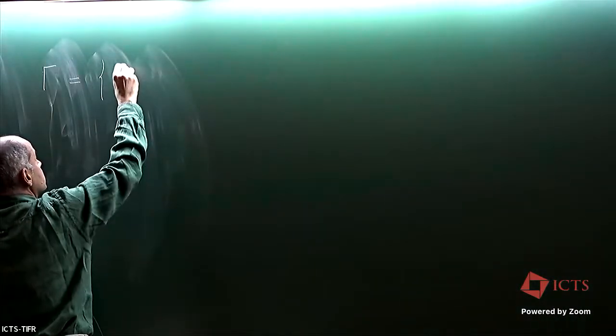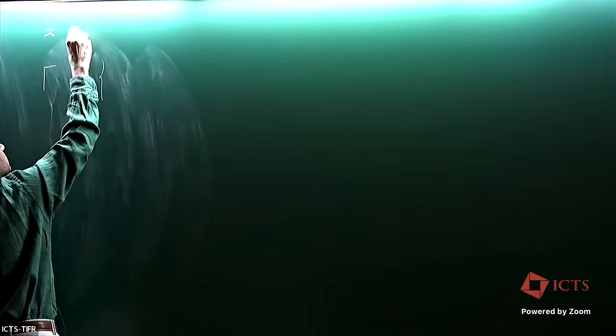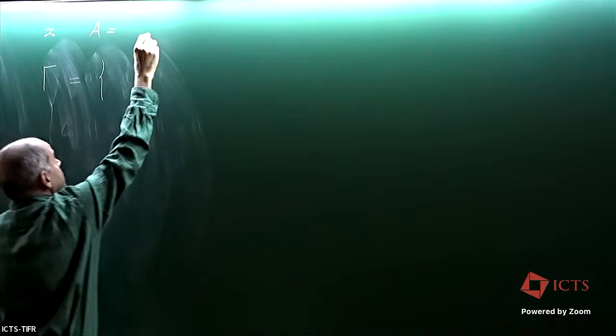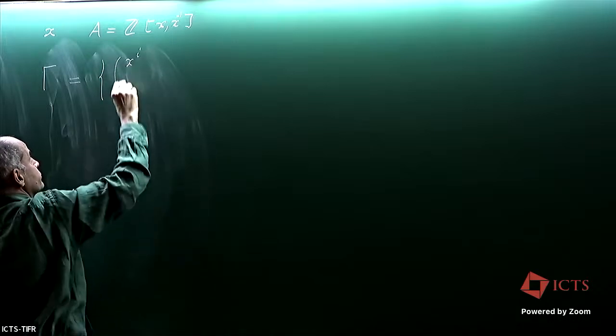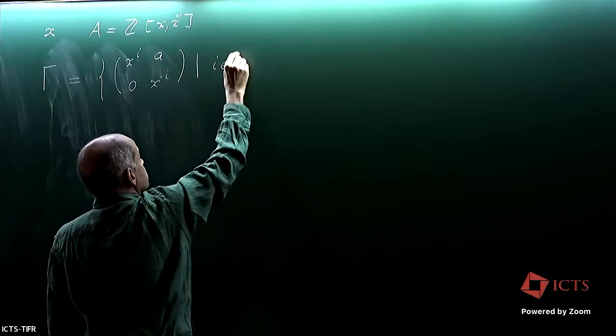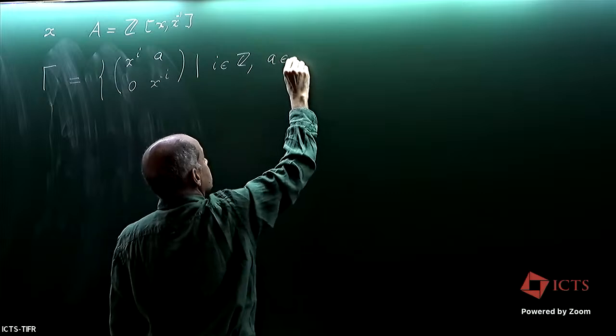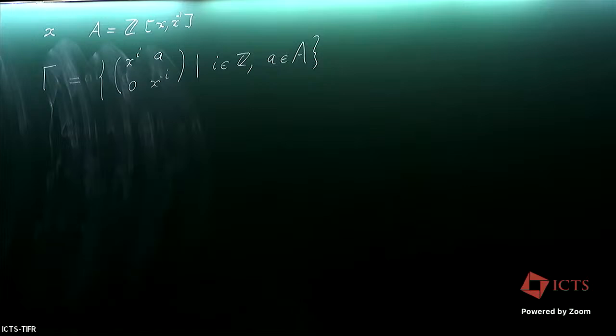We consider an indeterminate X and the ring of Laurent polynomials in X. Consider matrices of this form, where I is an integer and A is an element of the ring. So this is similar to the lamplighter group, which can also be represented in a similar way.